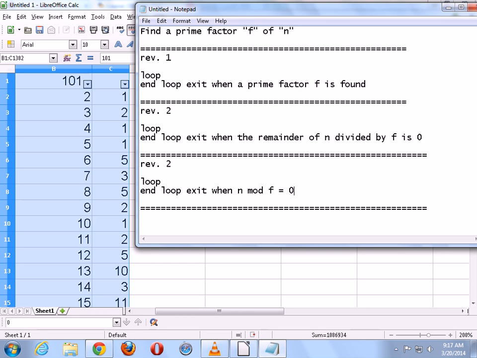Are there any questions about the meaning of the mod operator? Yep. Can you re-explain it? Sorry. N mod f gives you the remainder of n divided by f. Okay. That's all it does. So you're still performing a division, except I'm not interested in the quotient. I'm only interested in the remainder.